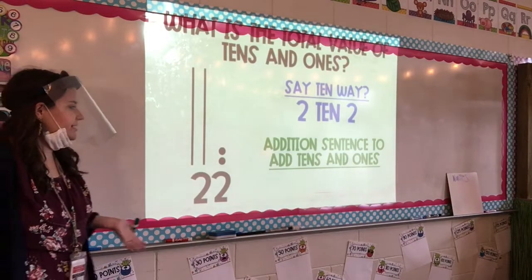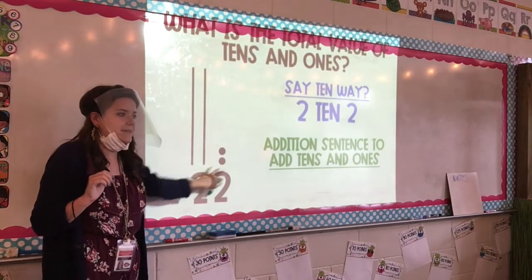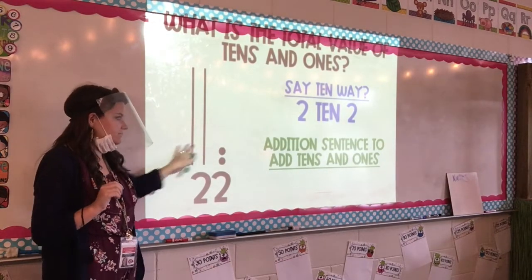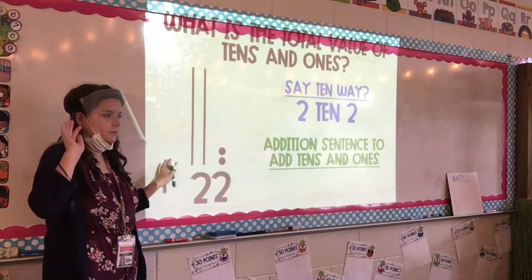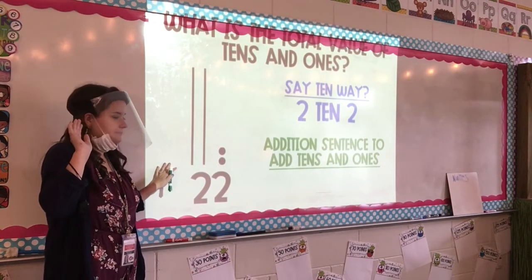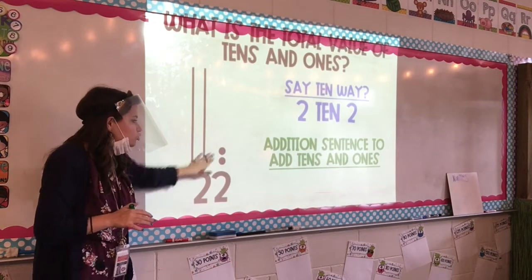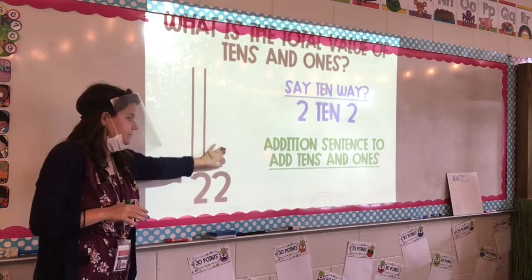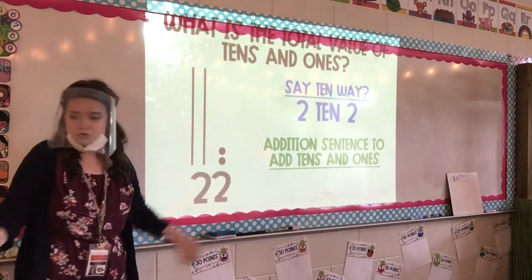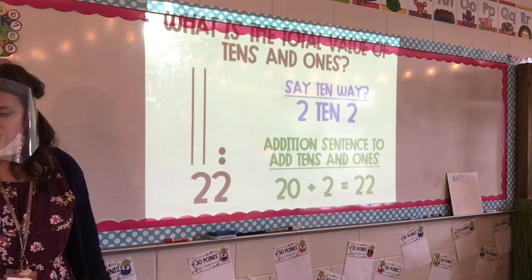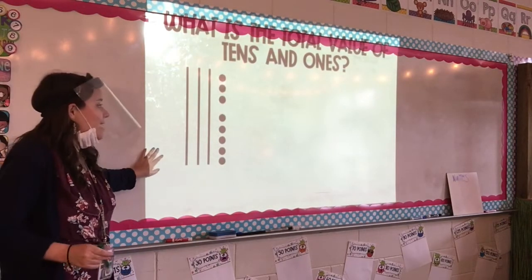The addition sentence, what would the addition sentence look like for this? How many tens plus how many ones? Can you raise your hand if you got it? Aiden. 2 tens and 2 ones. You're right. So I could just say 20 plus 2. 20 plus 2 equals 22. You got it. What would this number be?